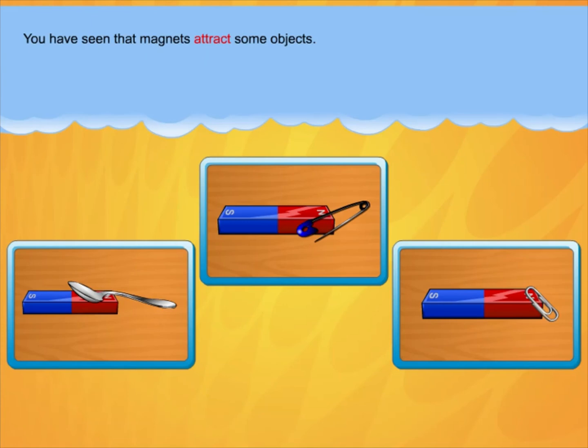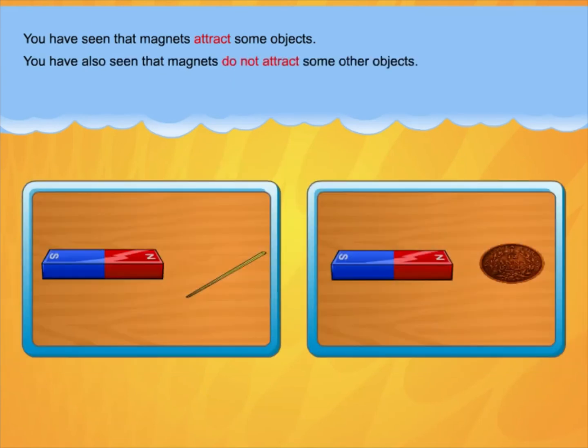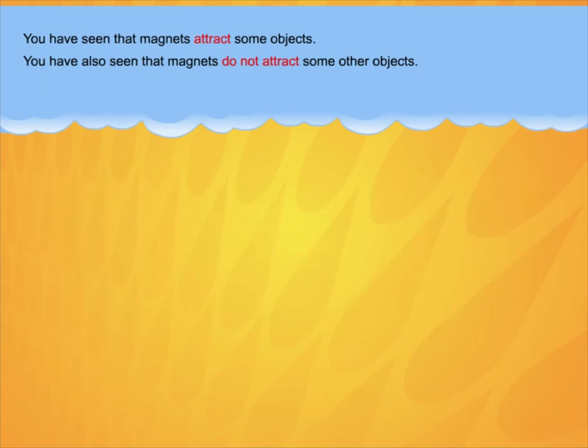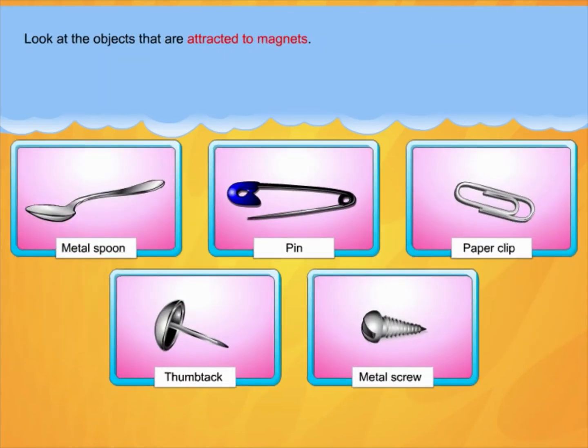You have seen that magnets attract some objects. You've also seen that magnets do not attract some other objects. Look at the objects that are attracted to magnets. What are these objects made of? Discuss this with your friends.